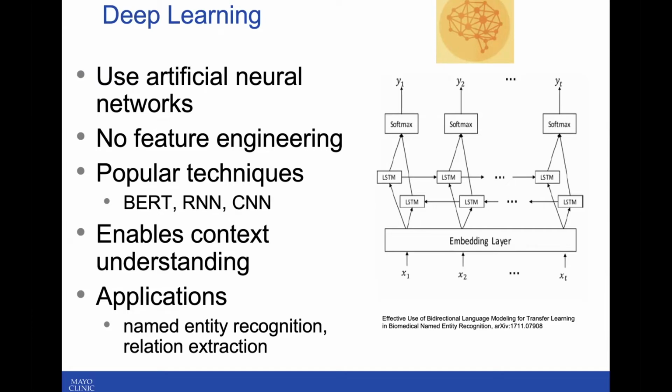The recurrent neural network, RNN, is good for incorporating the temporality of the data. And the CNN, the convolutional neural network, is especially good for medical image processing. And we can apply these deep learners to the same applications as the machine learners.